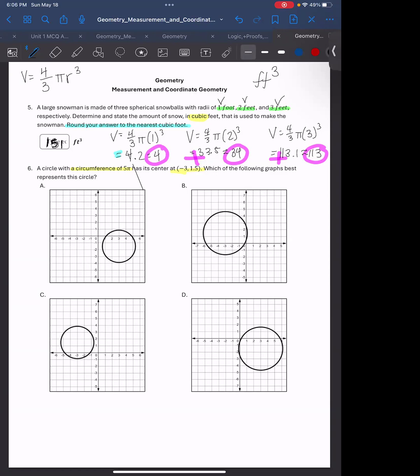Shoot. Wait, no, I'm actually not sure. Never mind. Can you take off C? Not C, no. You can take off B? A. I can get rid of A, and D. The reason being, my center has to be at -3, 1.5. So my x has to be -3. If I'm over here, like in A and D, my 3 is positive. That's not where I want to be.